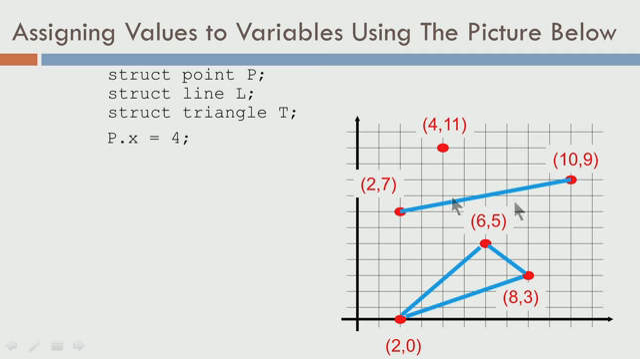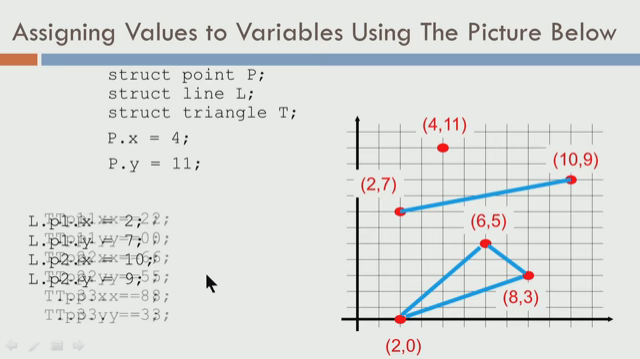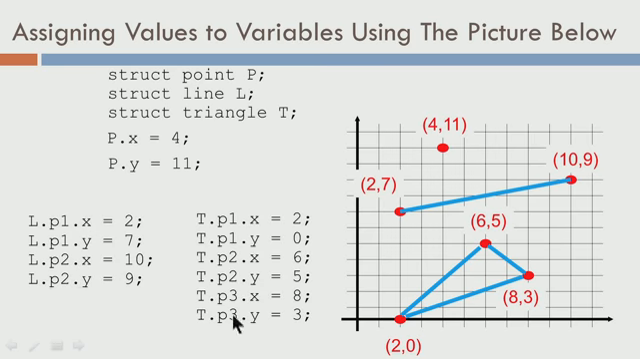So to make this point P to be 4, 11, we can say P dot x is 4 and P dot y is 11, and for making the line 2, 7 to 10, 9, L dot P1 dot x is 2 and L dot P1 dot y is 7 takes care of this point, L dot P2 dot x equals 10 and L dot P2 dot y equals 9 takes care of this point. So we have 2 points and for each point we are given the x coordinate and y coordinate, and finally for the triangle we need 3 points and for each point we give the x and y coordinate.